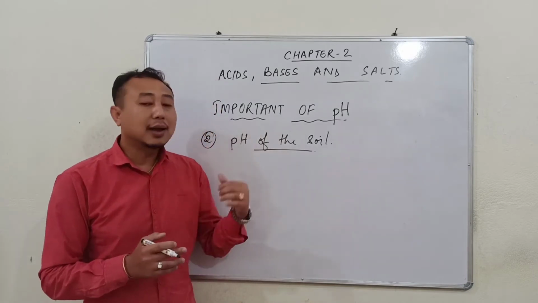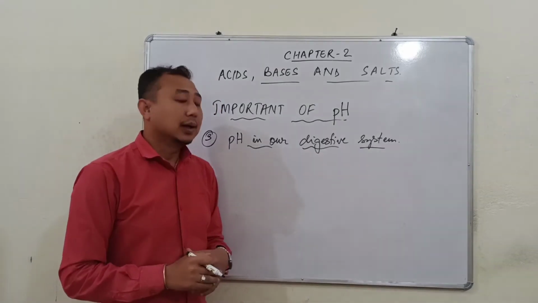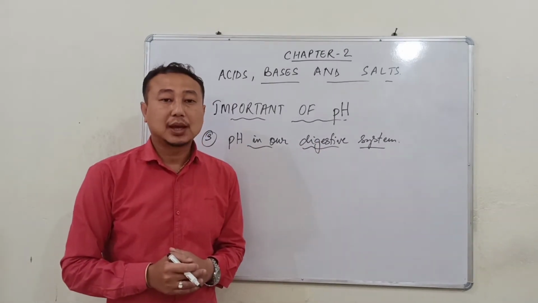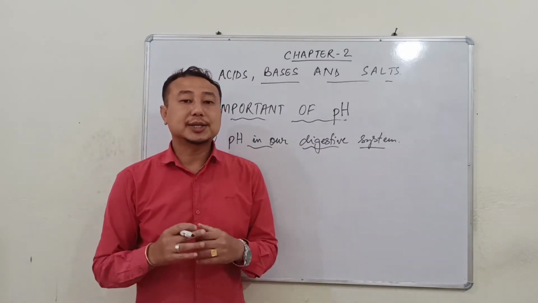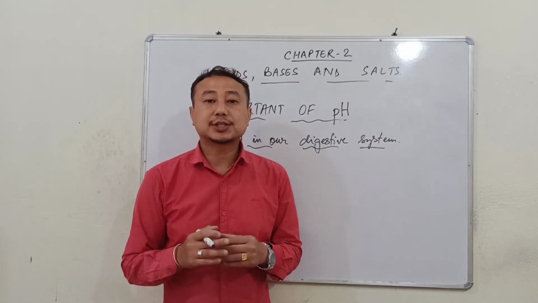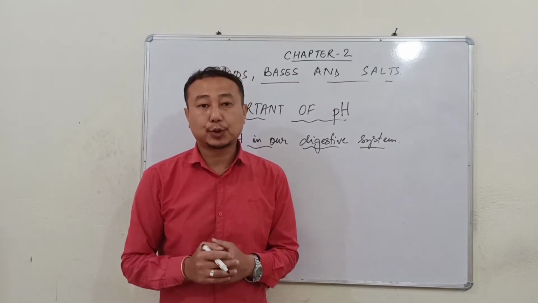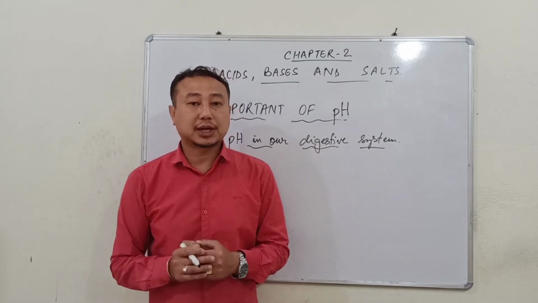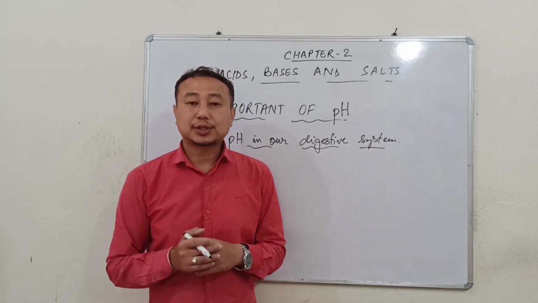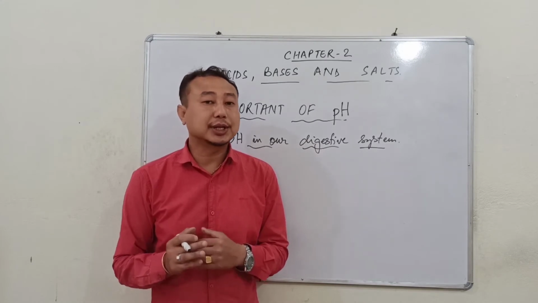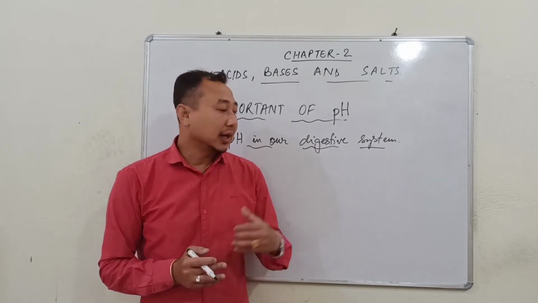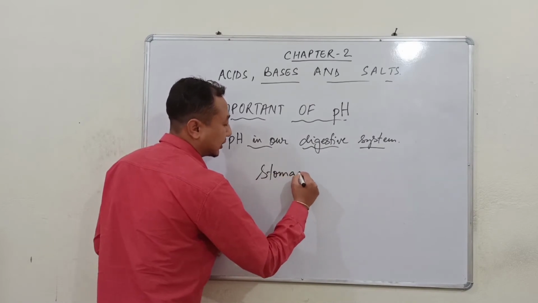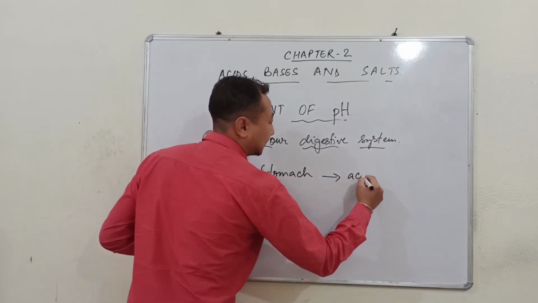Now let's come to the next importance. The next importance is the pH in our digestive system. The digestive system is the organ system present inside the human body which helps in the digestion of different food components. The digestion process takes place in different parts of the digestive system. The digestion starts from the mouth and it ends in the small intestine. Inside the stomach, the digestion of food takes place in an acidic medium.